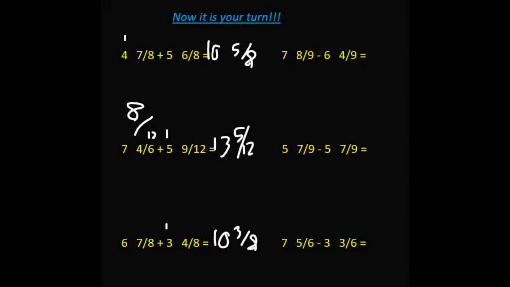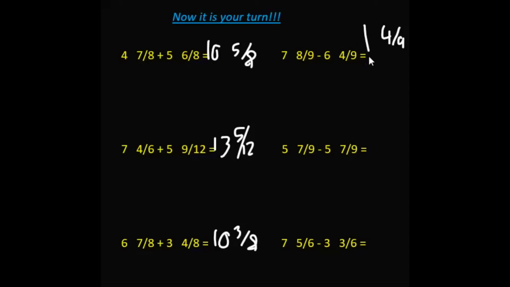So first let me just erase all this work on the equations. Okay, and then let's do the subtraction. 7 and 8 ninths minus 6 and 4 ninths. So 8 ninths minus 4 ninths is 4 ninths. And then 7 minus 6 is 1.